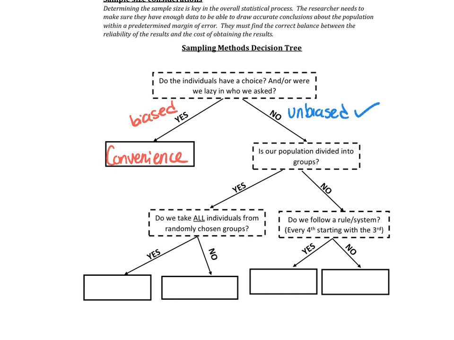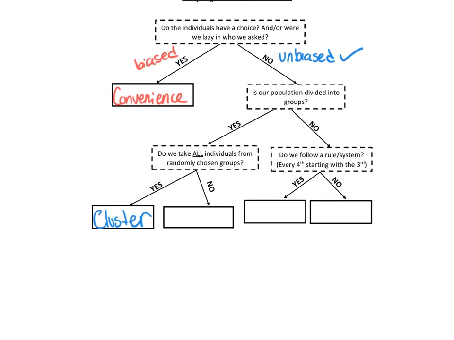So then once we know we're in the unbiased section, then we need to ask ourselves, is our population being divided into groups? If the answer is yes, we are dividing people into groups, then cool, we go over here and we ask ourselves, do we take all the individuals from those randomly chosen groups? If we're taking every single person from the random groups we choose, then that is a cluster sample. If we're not taking all the individuals from the chosen groups, that's the stratified. That is where we take some from each group.